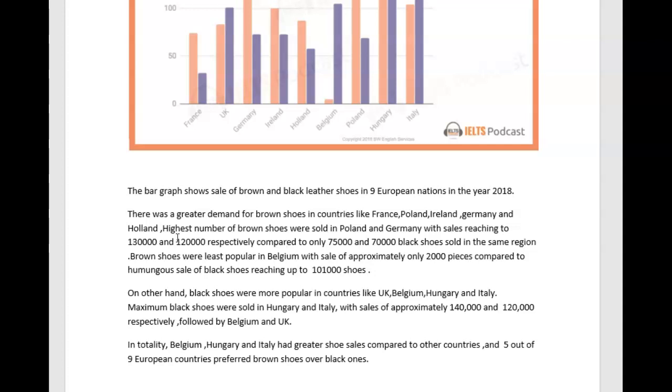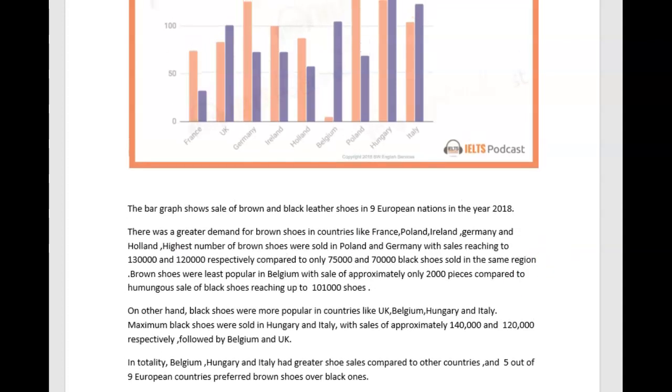But yeah, this sentence really kind of troubled me. So what you're doing now is you're talking about brown leather. You're talking about Belgium. Brown leather shoes were least popular in Belgium, with sales of approximately 2,000 pieces. Okay, you could have said here, in contrast, black leather shoes in this country reached 101,000 sales. Okay, it might have worked a little better like that.